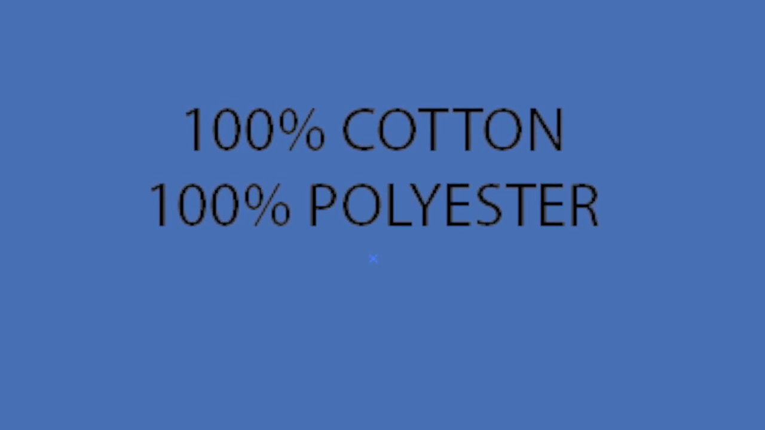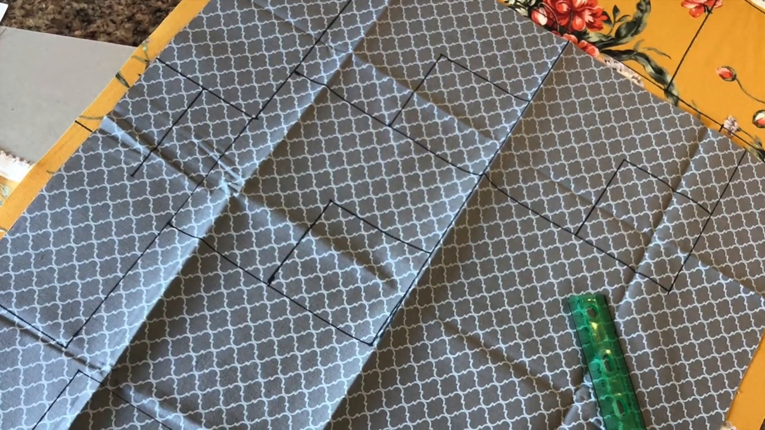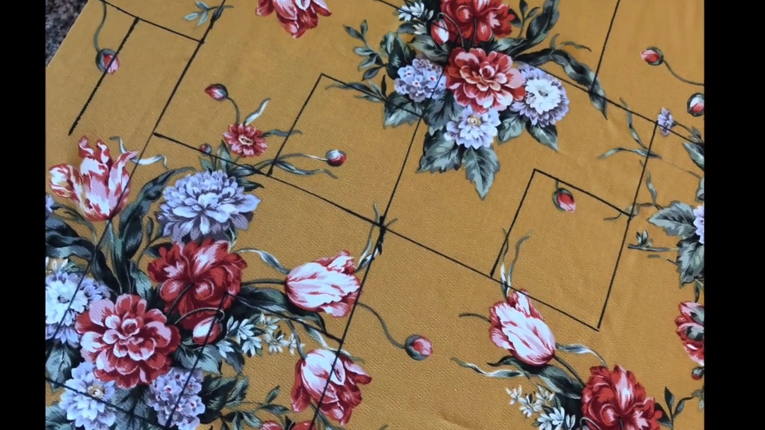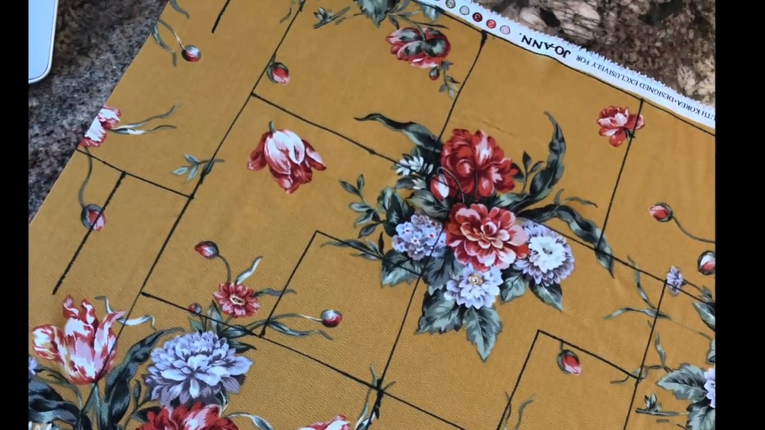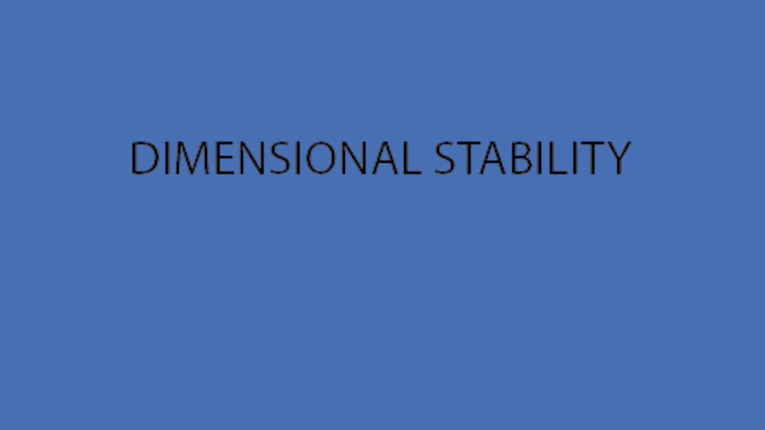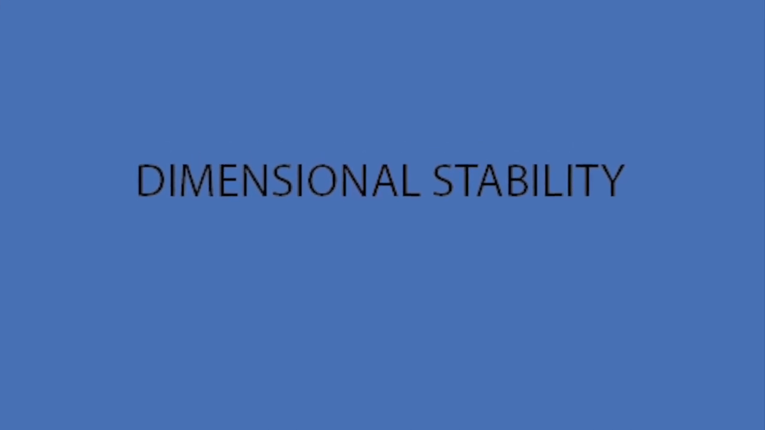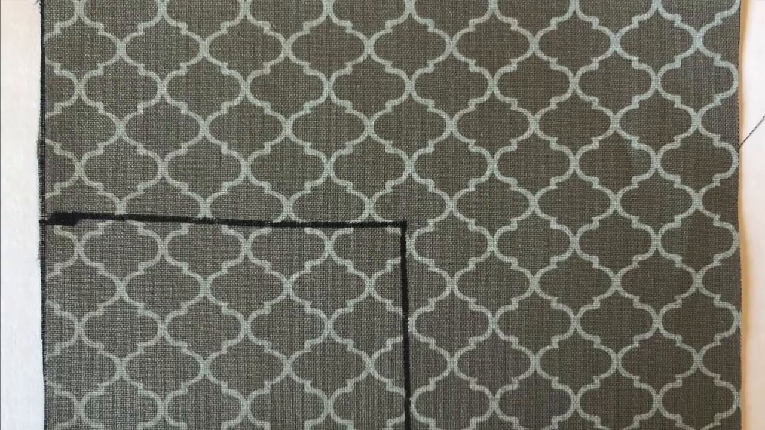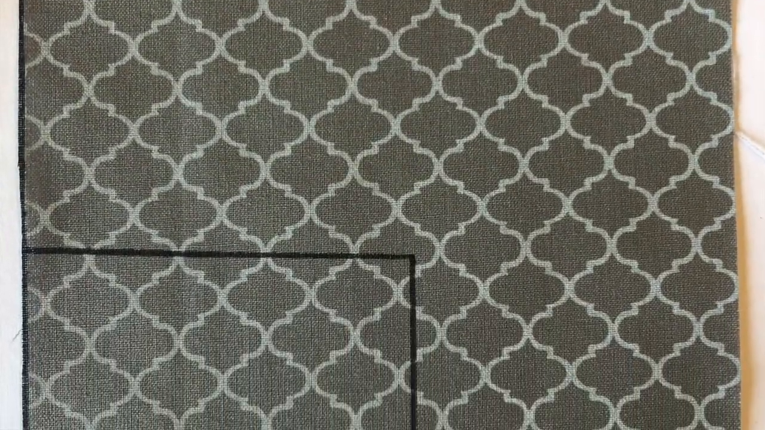For this study, I chose to do a fashion fabric of 100% cotton and a lining fabric of 100% polyester. The first test that I conducted was a dimensional stability test. For this, I took 3 specimens from both the fashion and lining fabric to test. These were both 15 by 15 cuts.